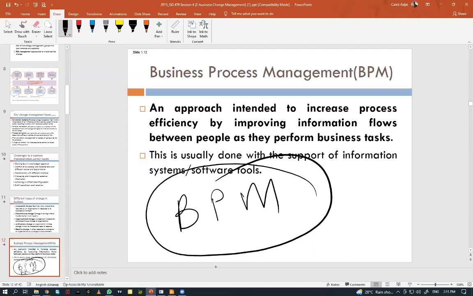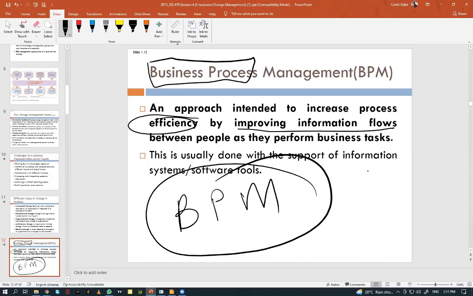Looking at BPM, business process management, what we are saying is, the way we do our business, how do we manage it? That is the whole idea about business process management. It is an approach intended to increase process efficiency by improving information flows between people as they perform their business tasks. It is about the way we deliver service to our customers and respond to them.